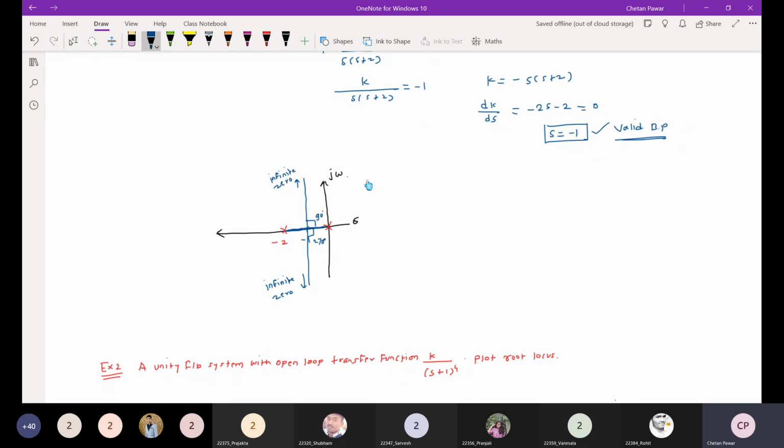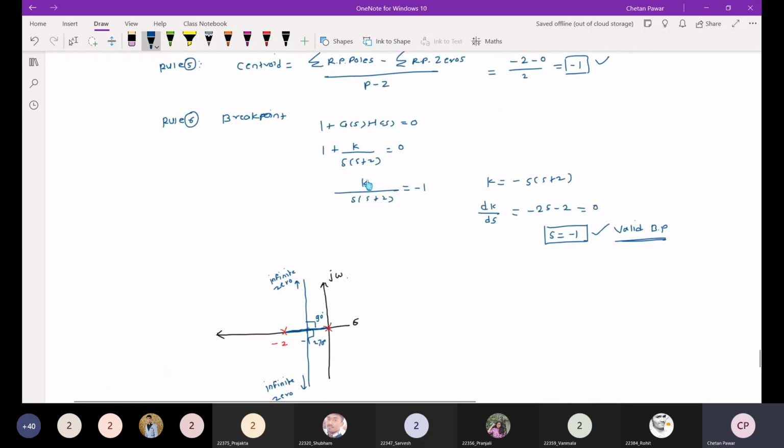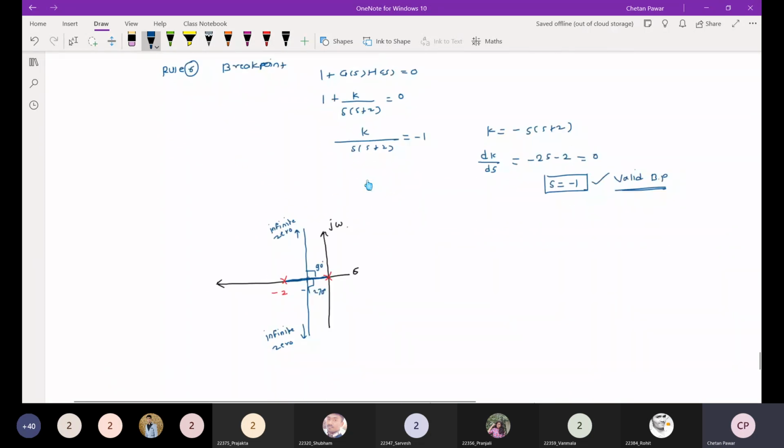Open loop zero. Okay, and what is a breakpoint? A breakpoint is minus 1. So what is the meaning of that? So this open loop pole at -2 and this open loop pole at 0 will meet at -1, and they will leave the real axis branch there. So here one pole will go like this and one will go like this. So here k is equal to 0 and at this pole k is equal to 0 only.